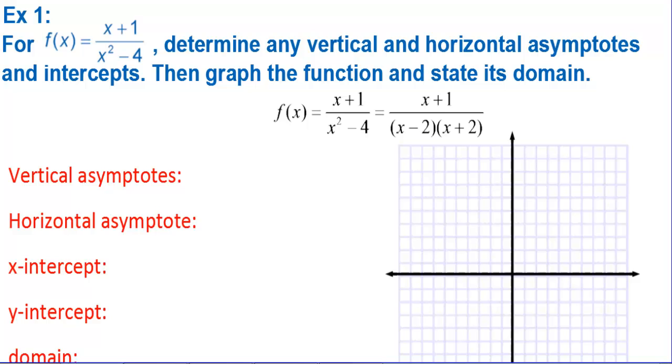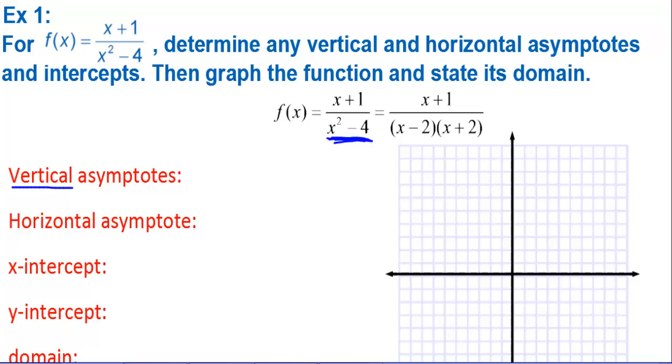Example 1, for f of x equals x plus 1 over x squared minus 4, determine any vertical and horizontal asymptotes and intercepts, then graph the function and state its domain. The first thing we want to do is factor the top and the bottom. Well, the top doesn't need factored, but the bottom does. It factors into x minus 2 times x plus 2.